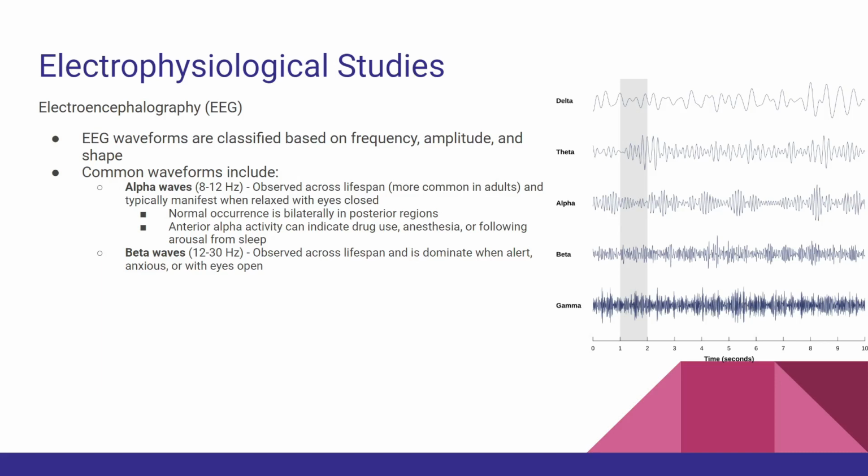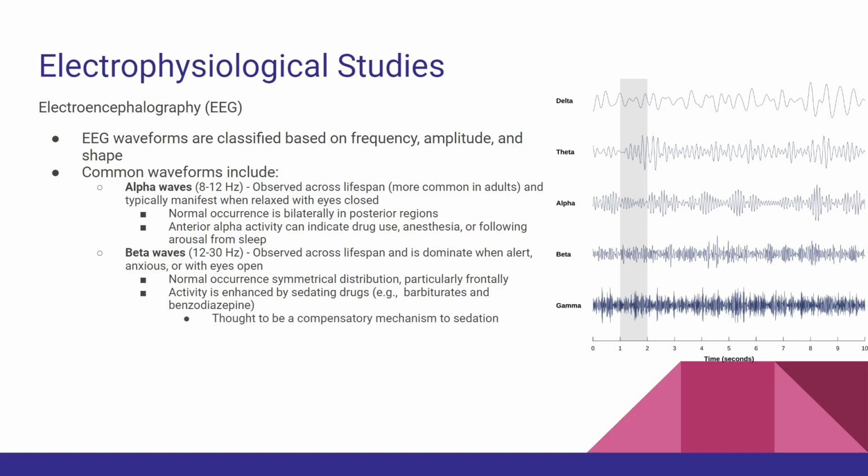Beta waves are also observed across the lifespan, and they're dominant when someone's alert, anxious, or has their eyes open. These occur symmetrically, particularly in the frontal regions of the head. And beta wave activity can be enhanced by sedating drugs, things like barbiturates or benzodiazepines. And this is thought to be a way that our body's compensating for the sedation.